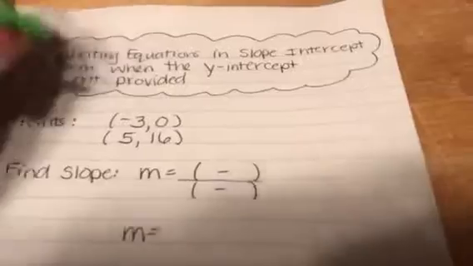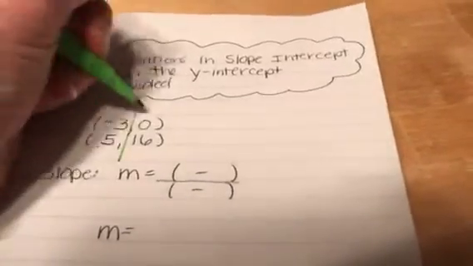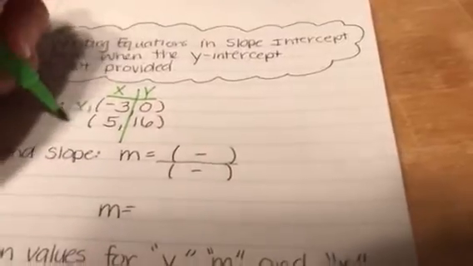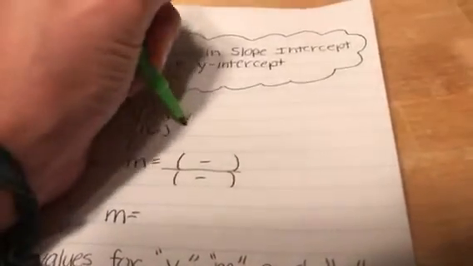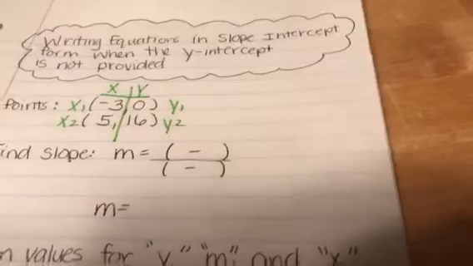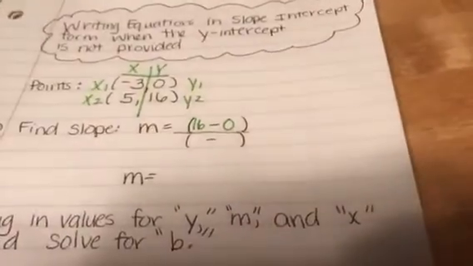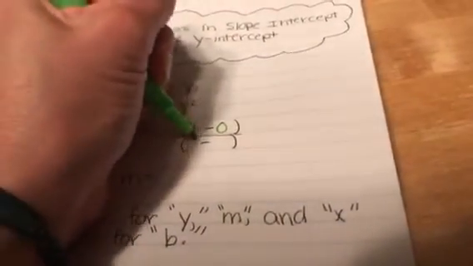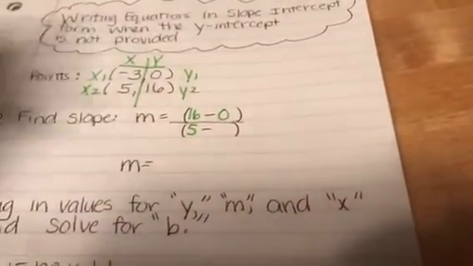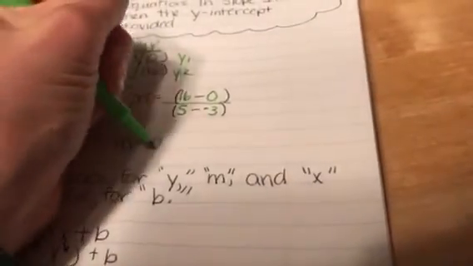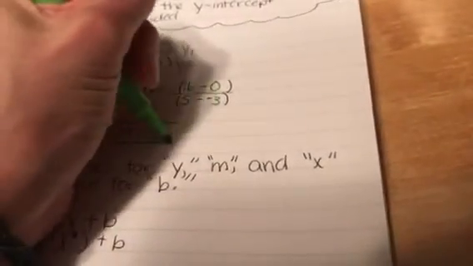So just like before, our coordinate points have an x and a y. We have x1, x2, y1, y2. Let's find our slope, y2 minus y1 over x2 minus x1. We put in our calculator and we get 2. So we know that our slope equals 2.